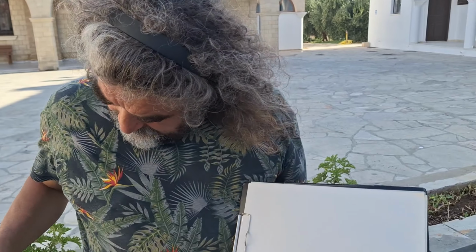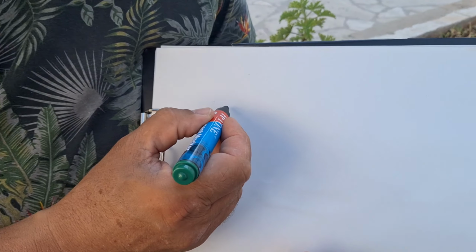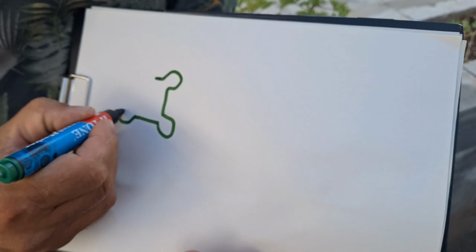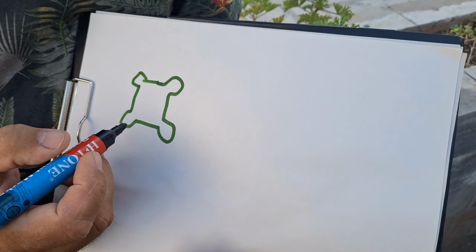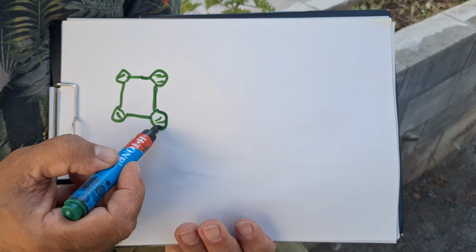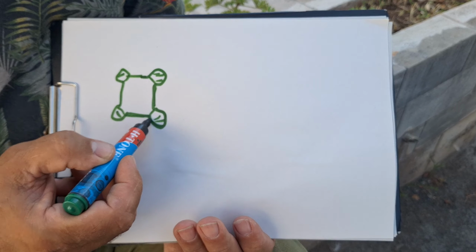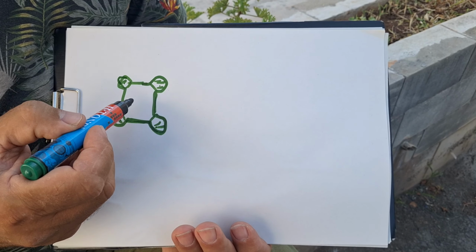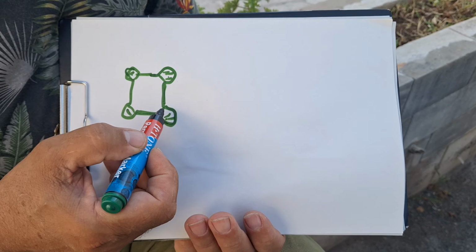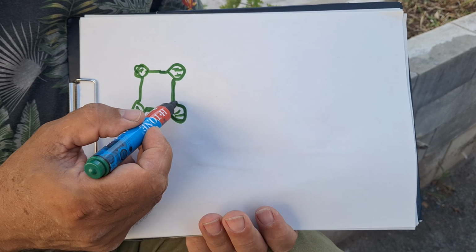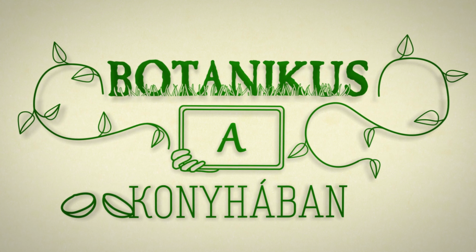The same, for example, is the stem. The cross-section of the stem is four-sided, or has four edges, because there are four special tissues on the wall under the epidermis.